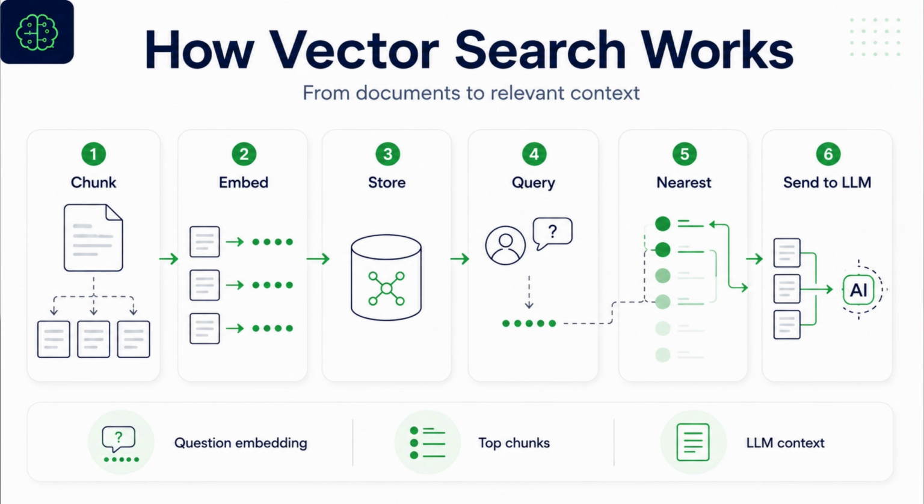And these top matching chunks can then be sent to the language model as context. And this point is very important because vector search is not generating the final answer. It's only finding the best candidate information.